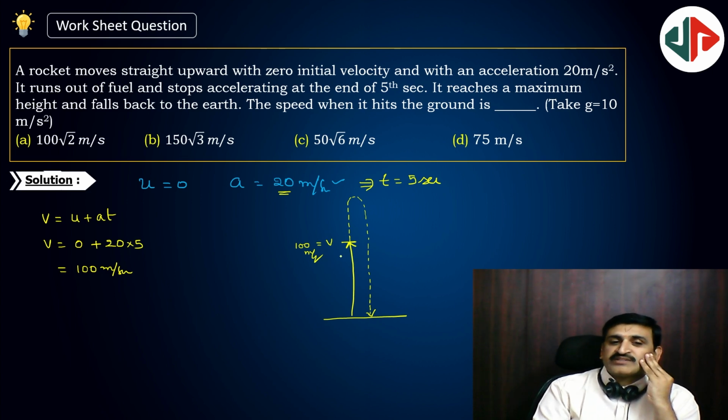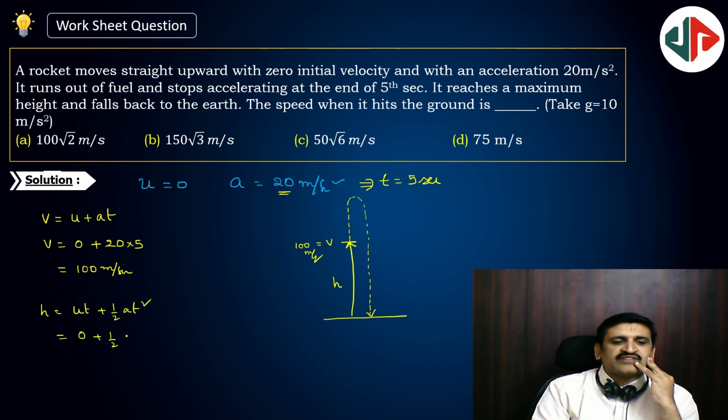So with 100 meters per second you have thrown it. How much height has it already covered? This h is equal to ut plus half at square. U value is 0, half at square is 20 into t square, 5 square. So 5 into 5, 2 will go 10 times, 5 5s are 25, times 10 is 250. So h is equal to 250 meters.